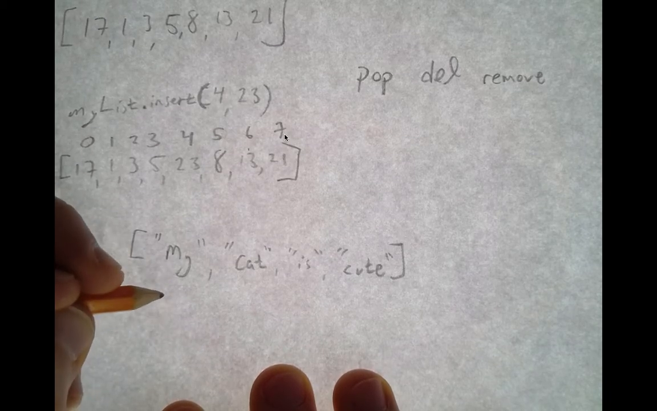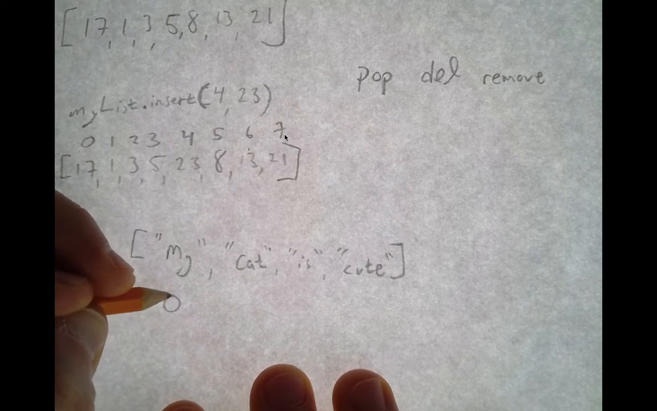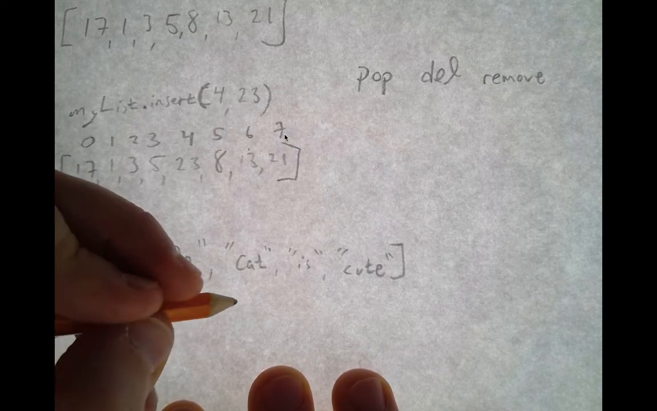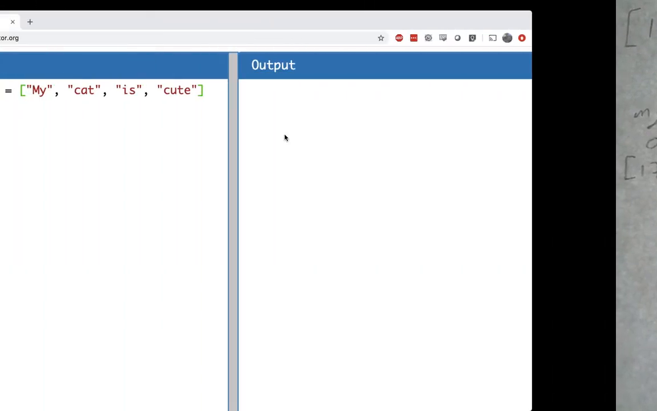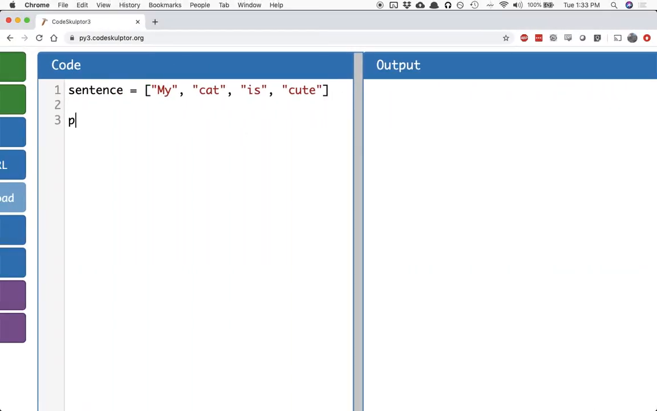Don't forget, my indices are starting at 0, right? So the first item in my list is at index 0, index 1, index 2, index 3. If I wanted to print out my entire thing, I would print my sentence, and I'll run it, and it prints just the entire list. I could say print my sentence at index 1, and it'll just print out cat, because this is the item at index 1.